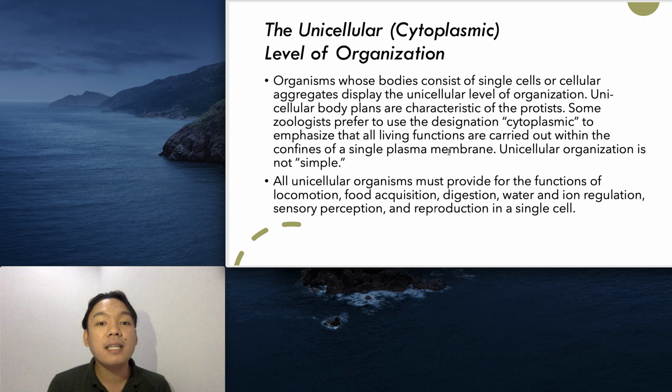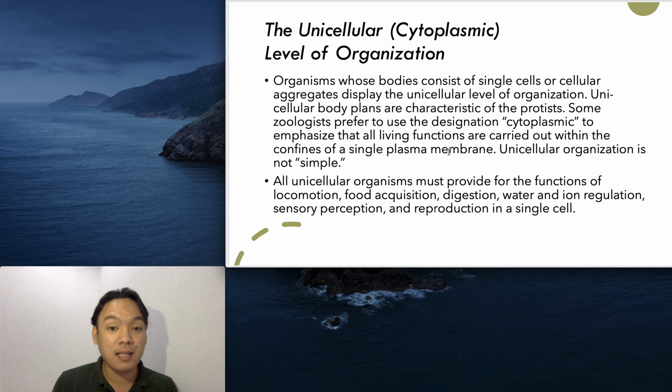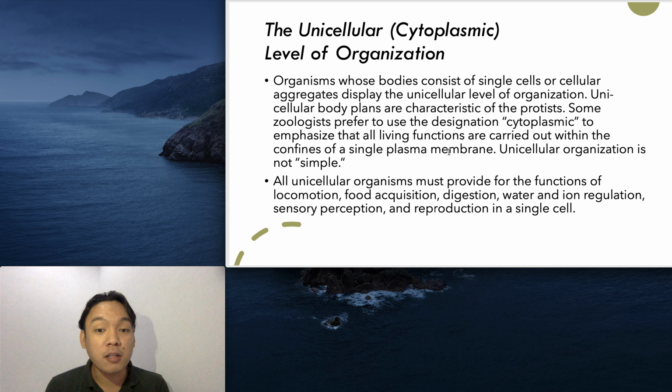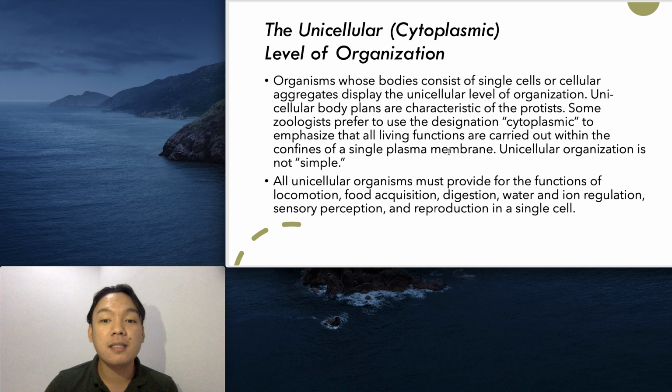When you say the unicellular level of organization, these are organisms consisting of a single cell. When you say simple unicellular, we refer to them as cytoplasmic, to emphasize that all living functions are carried out in the confines of the plasma membrane. That doesn't mean unicellular is not complex. They also must provide for locomotion, food acquisition, digestion, water and ion regulation, sensory perception, and reproduction in a single cell. So these are the cytoplasmic level of organization for the single-celled organism.